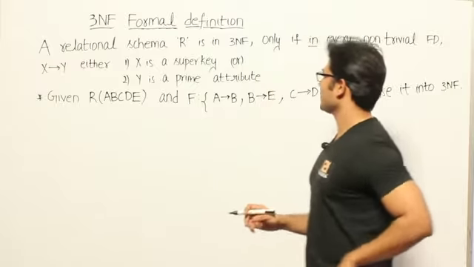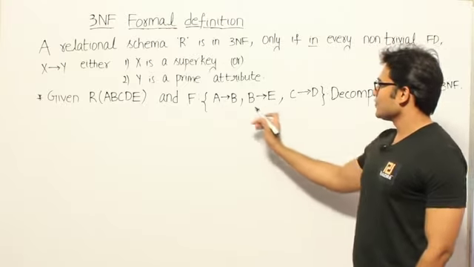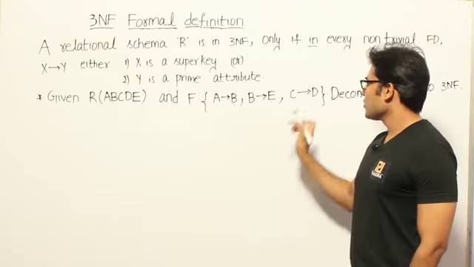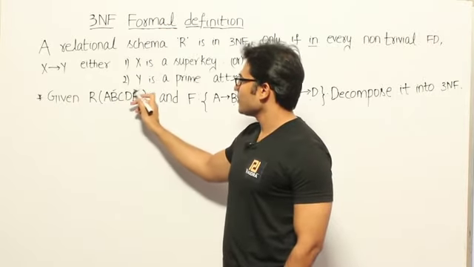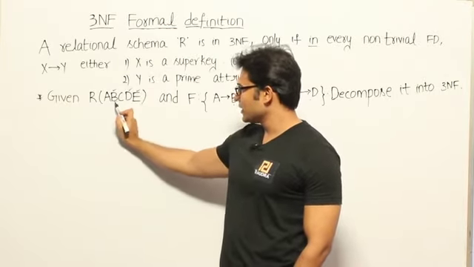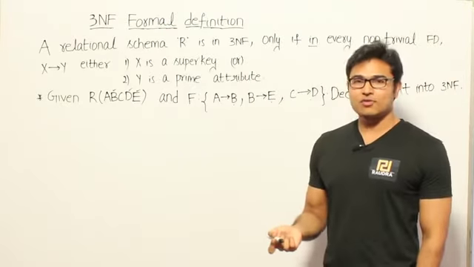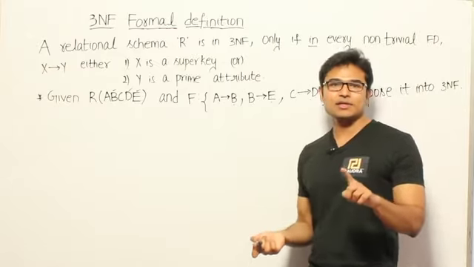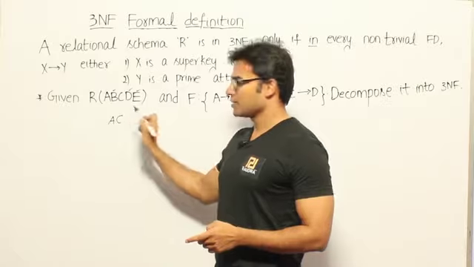So how can you find out the candidate key? See this. B, E, D are present in the right side. Now if you see this, only A and C are not present in the right side of any functional dependency. Therefore they should definitely be present in the candidate key. So A and C should definitely be present in the candidate key.